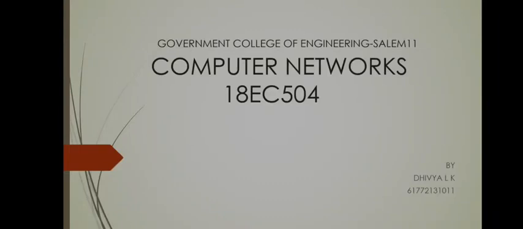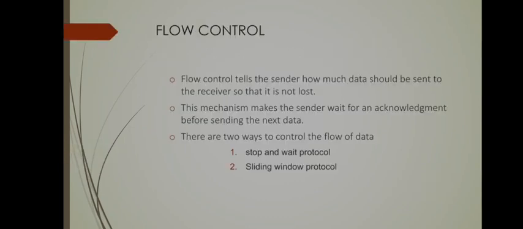In this video, we are going to see about flow control and token ring network. Flow control. In a network, a sender sends the data and a receiver receives it. If the sender sends the data at high speed, the data may not be received properly by the receiver. In this situation, flow control helps to overcome it. Flow control tells the sender how much data should be sent so that this data is not lost.